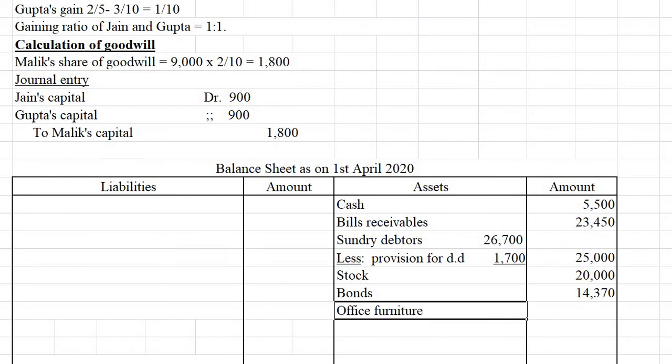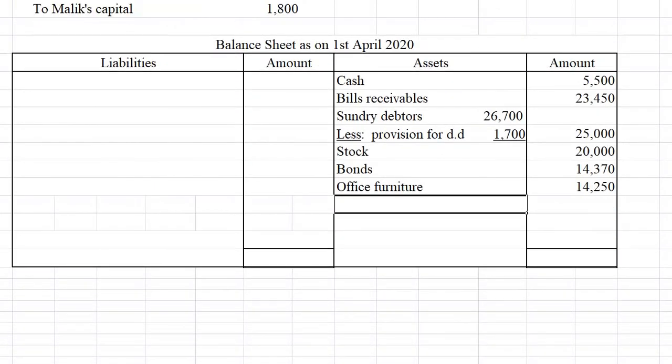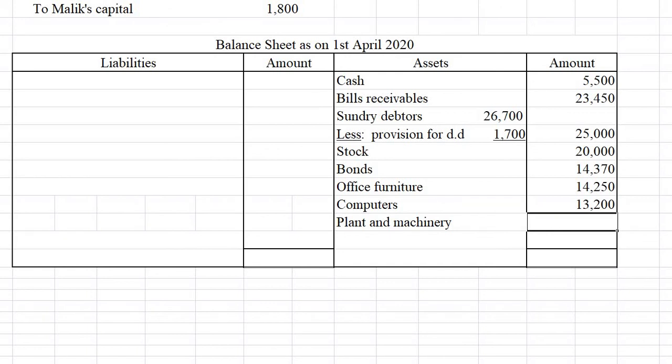Then office furniture is written. Office furniture also had a change. So 14,250. Then comes computer. Computer became 13,200. Then plant and machinery. That also has a change. So now it became 23,530. Then the last item, land and building, that also reduced to 20,000. So that is written. So all assets over.